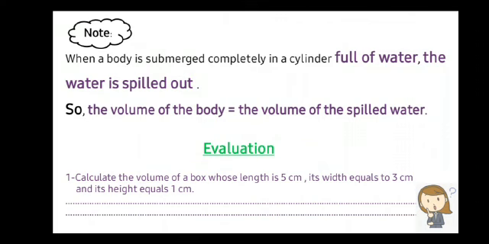Evaluation. Let's solve this evaluation. Number 1, calculate the volume of a box. Box, regular solid object, so it has dimensions. Volume equals length times width times height. So volume equals 5 times 3 times 1 equals 15 cubic centimeters. We can measure 5 times 3 equals 15, 15 times 1 equals 15 cubic centimeters.